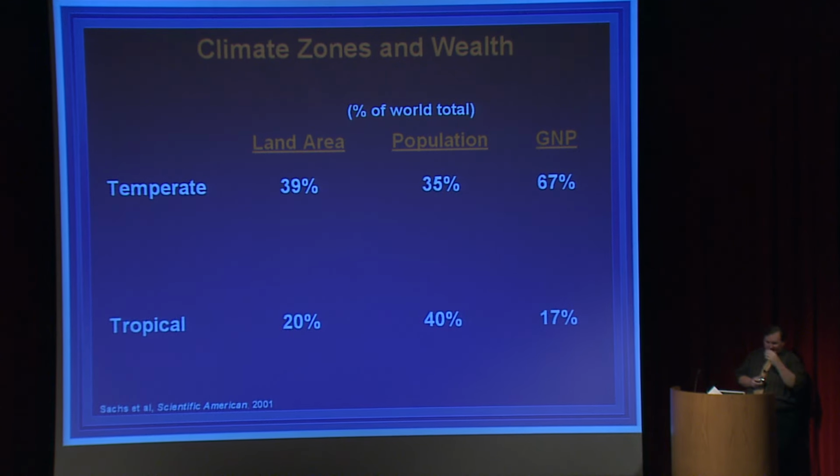So if we compare the temperate and tropical areas, we look here, we see that the temperate areas have twice as much land. They have about the same population, but look at this. I mean, what a startling difference. And so it's not surprising that you see hunger and poverty together clustered in certain parts of the world. And the climate does tell part of the story.